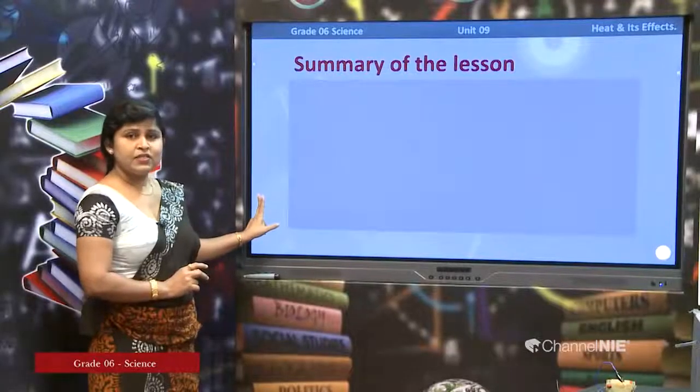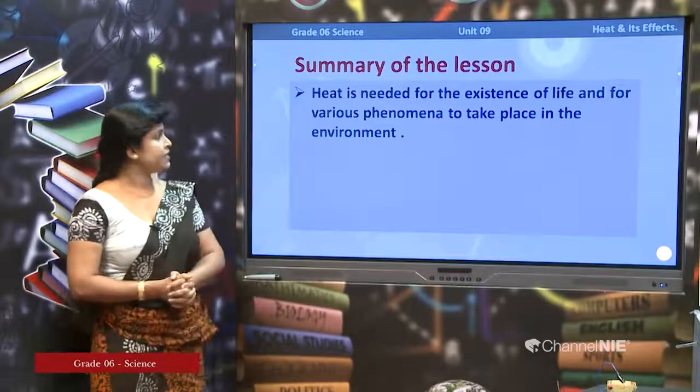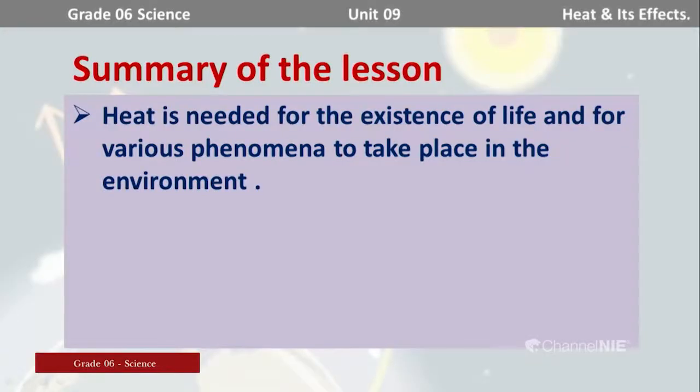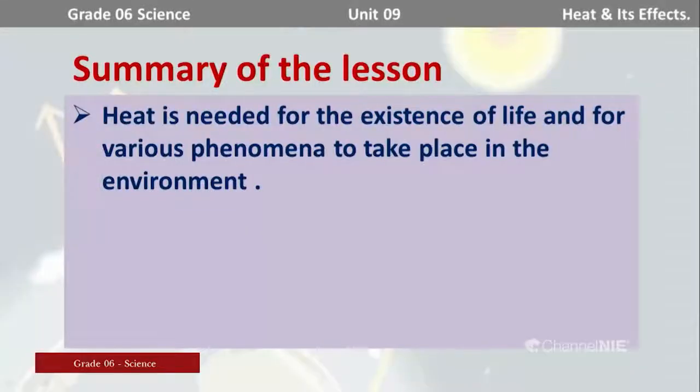Now, I have come to the summary of the lesson. I am going to summarize what we learned. Actually, I covered the first part of this unit. Here are the things I discussed with you. Heat is needed for the existence of life and for various phenomena that take place in the environment, like those that occur in day and night, and different phenomena like the water cycle. They are affected by heat. Heat is needed for the existence of life and for various phenomena to take place in the environment.